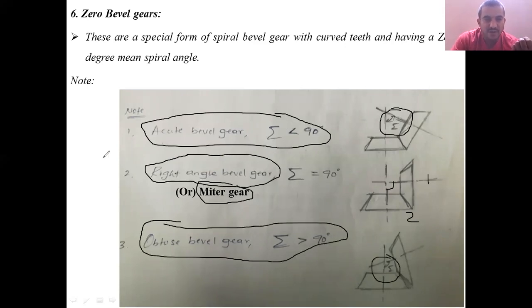So usually which type of bevel gear do we follow here? If the shaft angle is not mentioned in the problem, we assume the angle between the two axes is exactly 90 degrees. It is a right angle bevel gear. You can assume it, right?